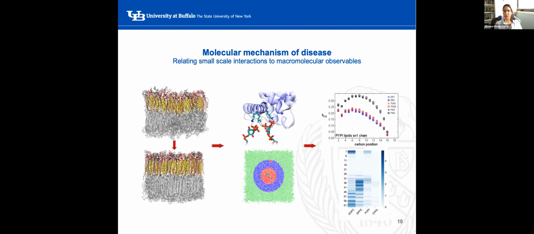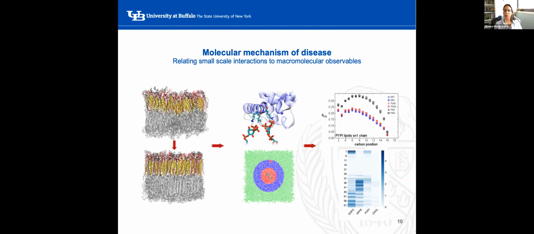We use these simulations not only as a computational microscope, but also, because of the underlying nature of the simulations, which are based on statistical mechanics, and because we have the simulation parameters for the interaction between atoms from quantum mechanics and empirical force field development, we also try to use it as a predictive tool.